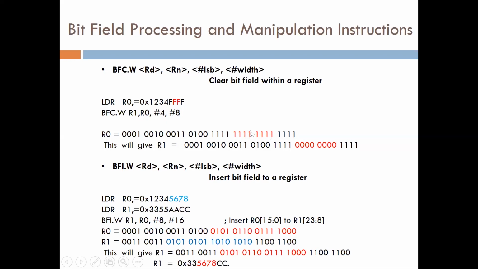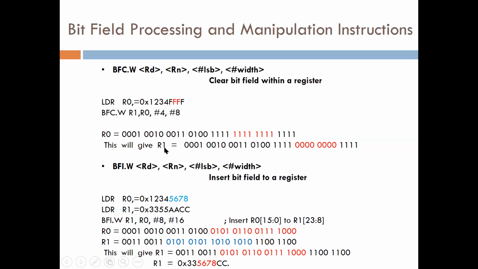What is your actual instruction? Bit field clear. The bit field you're selecting will be cleared in the source register, and the same thing will be copied into the destination register. So the selected field is from the fourth position and extends 8 bits from the fourth position. You have selected this bit field. Now this bit field will be cleared and the data will be loaded into the destination register R1.